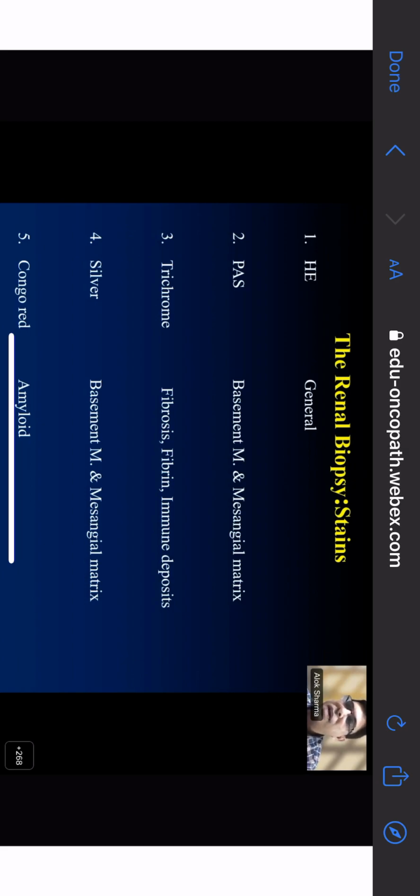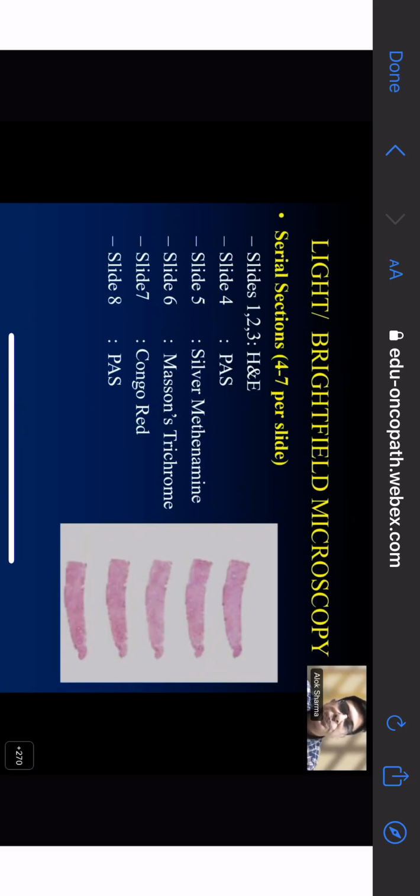And when anything gets deposited there and loses its color, then we call it silver negative areas, which are indications for further investigations. And of course, Congo red, as we just saw, is the only stain which can actually detect amyloid. It's a gold standard kind of a thing for detecting amyloid deposits.